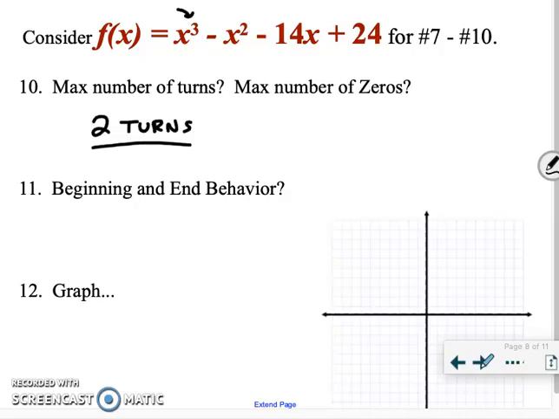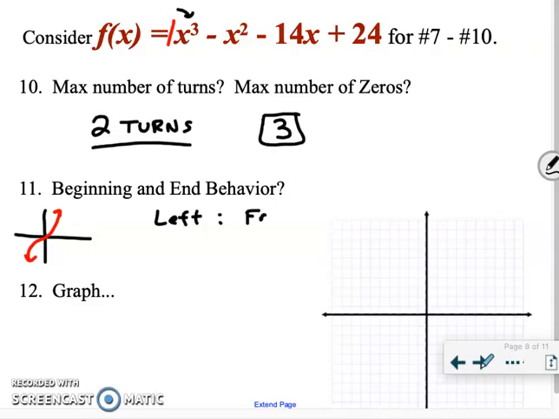For the max number of zeros, if the degree is 3, the maximum number of zeros is going to be 3. Your degree is equivalent to the maximum number of zeros. Now, the beginning and end behavior: the degree being 3, that's odd, tells us we're going to be going in opposite directions. My lead coefficient is still positive 1, so I'm following the same pattern as my cubic function. So on the left end, we're going to be falling, but on the right end, we're going to be rising.